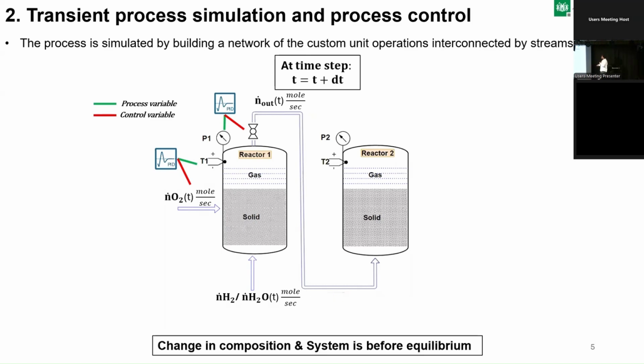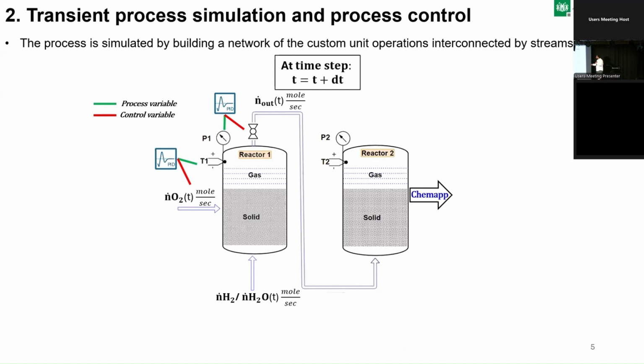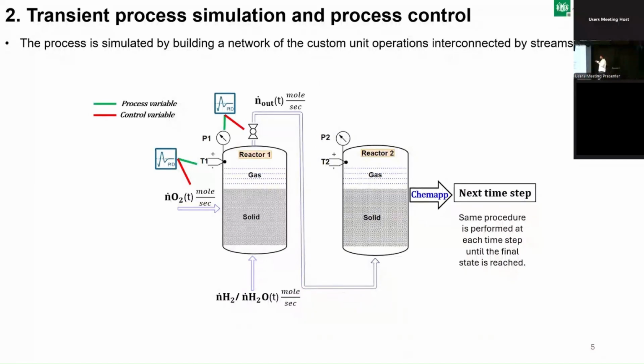So now we have a change in composition in our reactors, or in our unit operations. So now the system is not in equilibrium anymore. So here comes ChemApp. We calculate equilibrium, and then we go to the next step. And this procedure is performed each time until the final state is reached. And now we have data, and with this data, we can simulate a transient process.